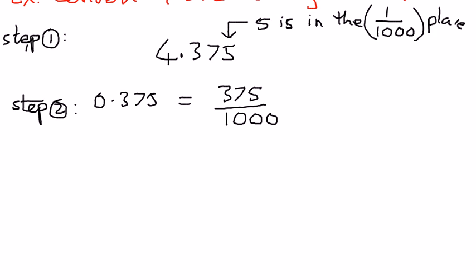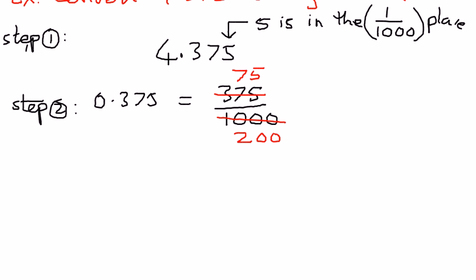So 375 and 1000. By looking at this, whenever a number ends in 5 or whenever a number ends in 0, that means that those numbers are multiples of 5. So we can recall our 5 times table, and then we can simplify this. So 5 times what number is equal to 375? 5 times 75 is 375. 5 times what number is equal to 1000? 5 times 200 is equal to 1000.